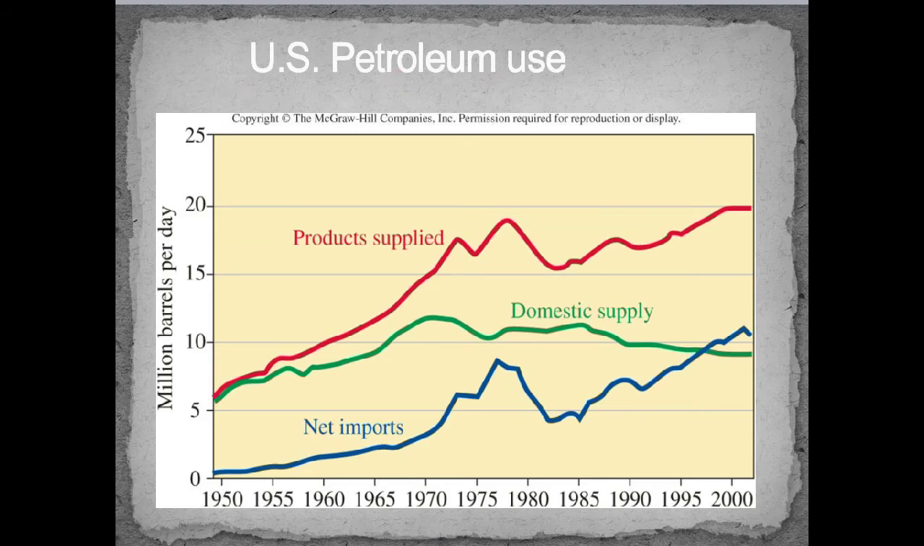So if we look at U.S. petroleum use, you can look here at red. This is the product supply. So kind of looking at our demand or supply of petroleum or oil, you can look at our domestic supply. It's pretty much stayed the same, increased for a little bit and decreased. It's actually increased again recently. See, this only goes up to about 2003.